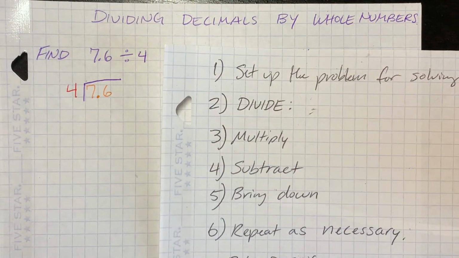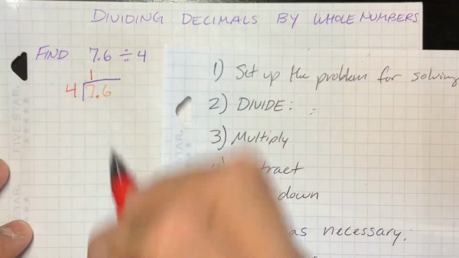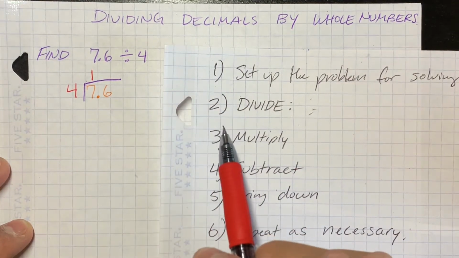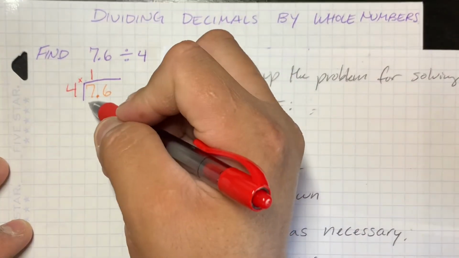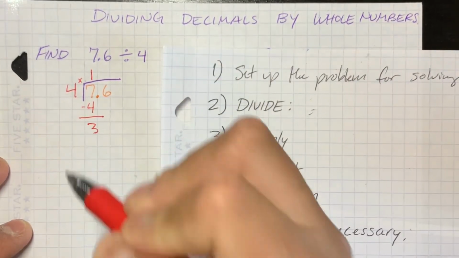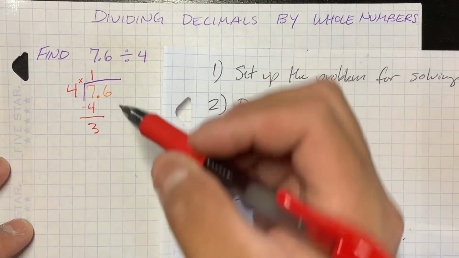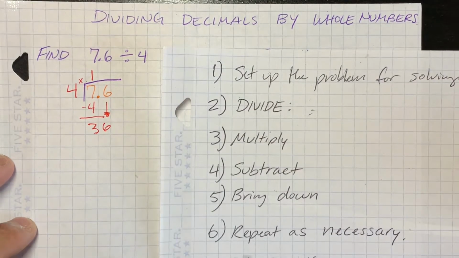Now we have to ask ourselves here, how many times can I fit 4 into 7? Well, you can fit 4 into 7 one time. Okay, so we divided 4 into 7, it goes in there one time. Now we're going to multiply. So 4 times 1 is going to be 4. Next we subtract. 7 take away 4 is going to be 3. And the next thing we'll do is bring down the 6. And then you just repeat the process.